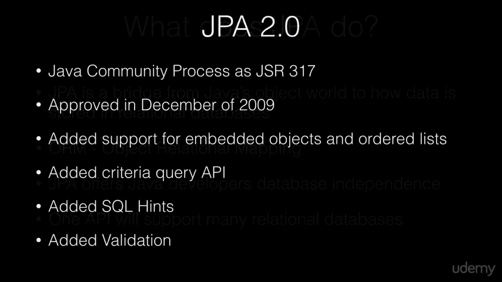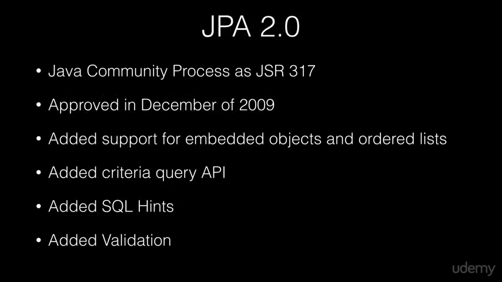Now, JPA 2.0 came out under JSR 317, and this was approved in December of 2009. It added support for embedded objects and ordered lists, also criteria query, which is a really cool feature, and SQL hints, which is very important for larger data sets, and validation.